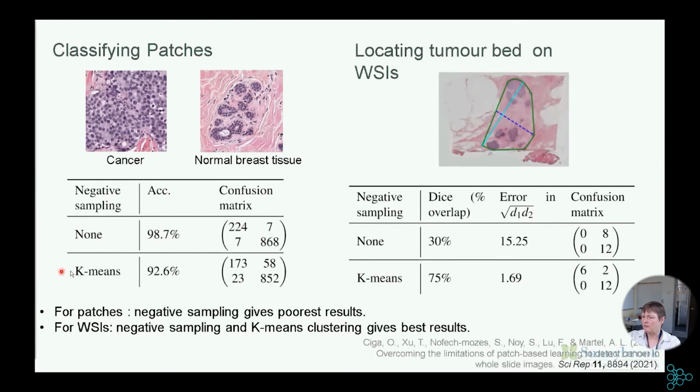Interestingly enough, his k-means sampling didn't work here. But when we come to the whole slide image, you can imagine that 98.7% accuracy on a slide that contains hundreds of thousands of patches isn't going to cut it.